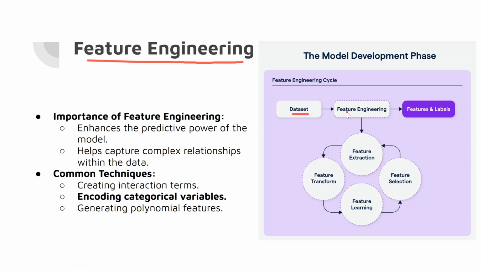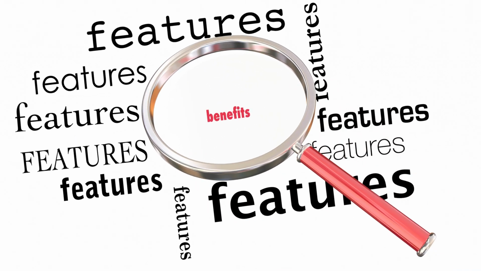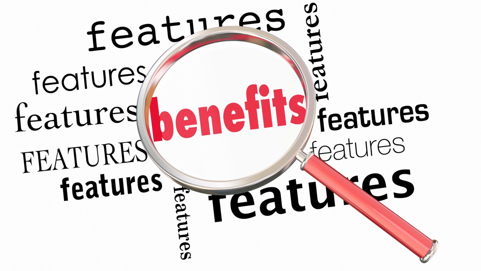Some common ways to do feature engineering are creating interaction terms. This means combining two or more features to find new relationships. Encoding categorical variables. This changes categories into numbers so the model can use them. Making polynomial features. This helps the model find nonlinear connections in the data. By using these techniques, we can improve how well the model works.